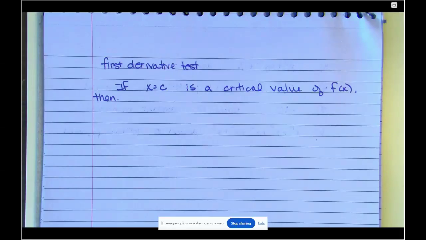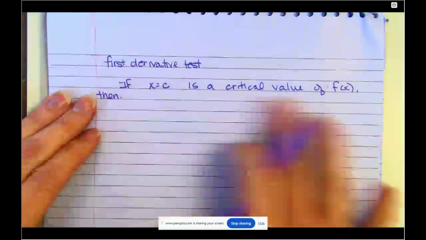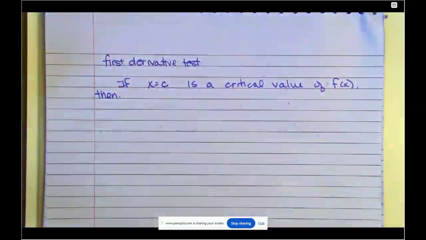We've already talked about this, so this is not going to be anything new to you. But let me just pause and kind of reverse this with you. If we know that x equals c is a critical value, what do we know about f prime of c? 0 or undefined, right? Critical values are where f prime equals 0 or is undefined. So, just backwards, if we know it's a critical value, we already know the derivative is 0 or undefined.